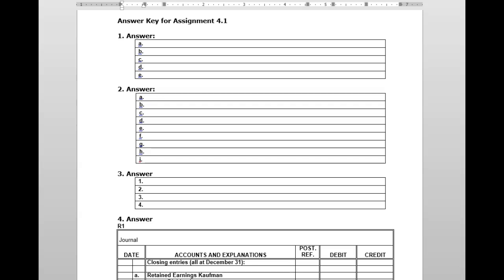Unearned service revenue. That means somebody has given us, if you're a lawyer, somebody will give you a retainer, and they may give you a retainer for the full year. Well, each month you're going to assign some of that unearned revenue to match it with the period and the expenses, so that you've pulled that together. So you would reduce your unearned service revenue and increase your service revenue with an entry.